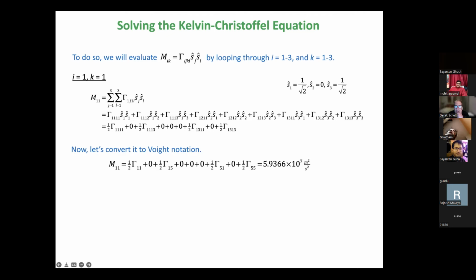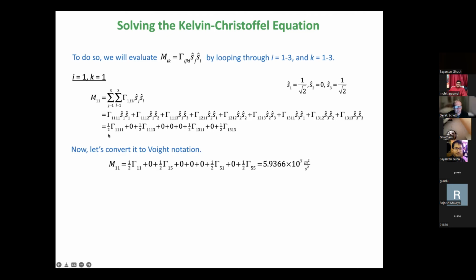All right, so s sub 1 is 1 over square root of 2, s sub 2 is 0, and s sub 3 is 1 over square root of 2. And so we can plug in these values for s sub 1, s sub 2, and s sub 3 to get m sub 1 equals to this. And then we can convert the gamma matrix to Voigt notation.